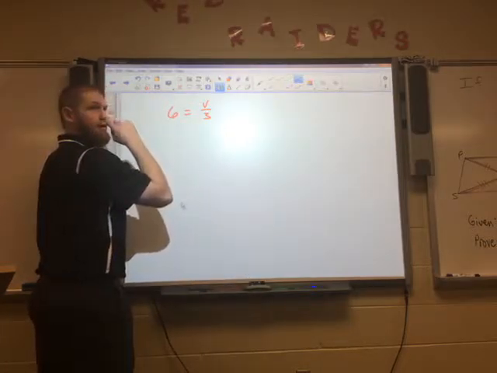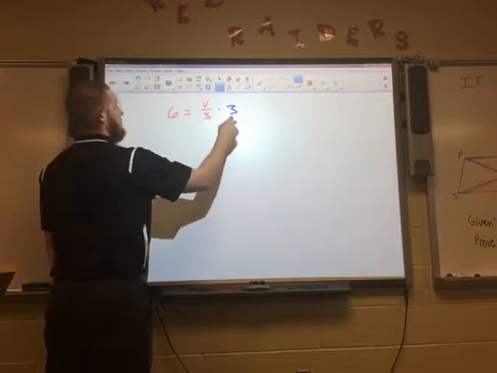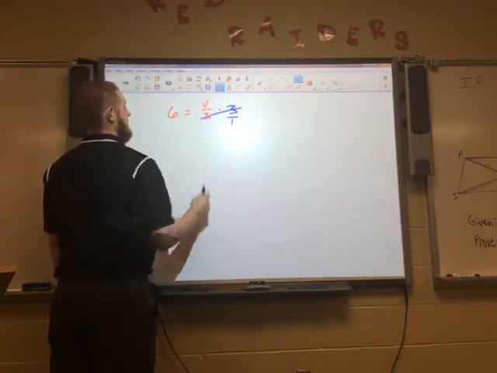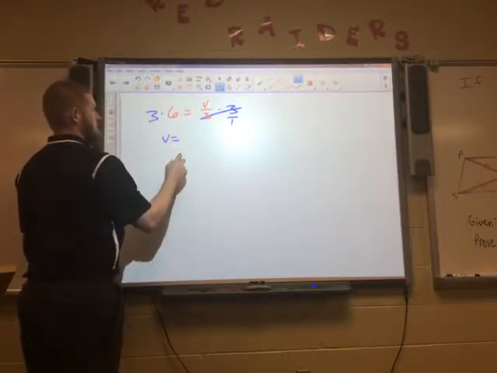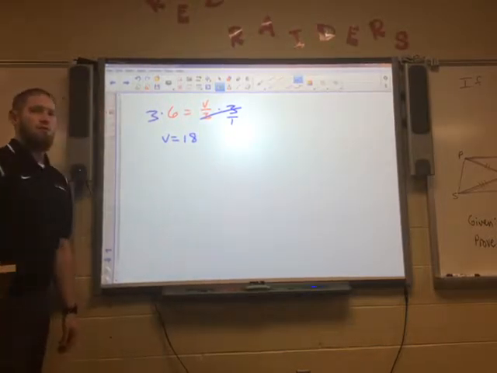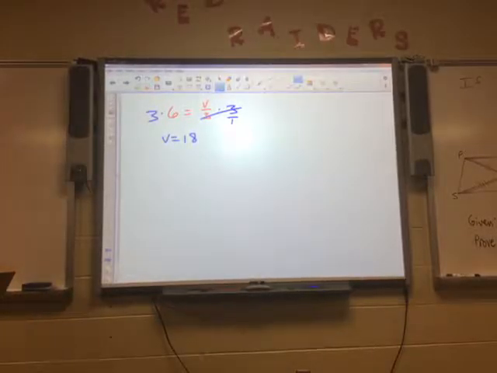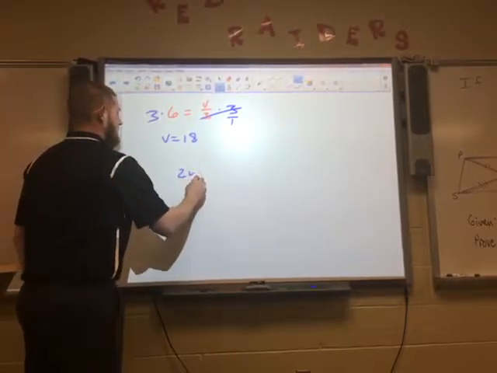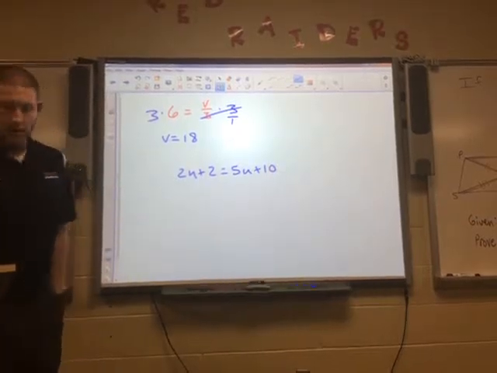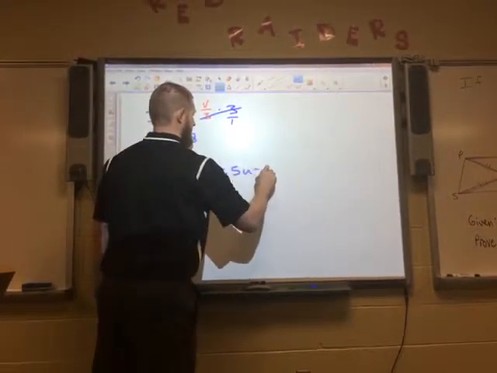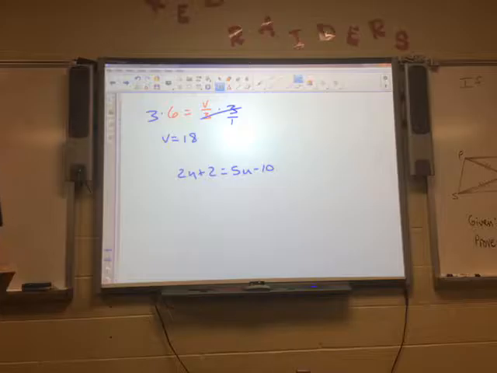Do what on both sides? Say that again. Okay, multiply by 3, yeah. Which would be like 3 over 1. I got what you're saying. Okay, but on both sides, right? So V equals 18. Okay, and then on the other one, you have 2u plus 2 equals 5u, is it plus 10? Minus 10. And you could solve that from there, right? Yeah? Okay.